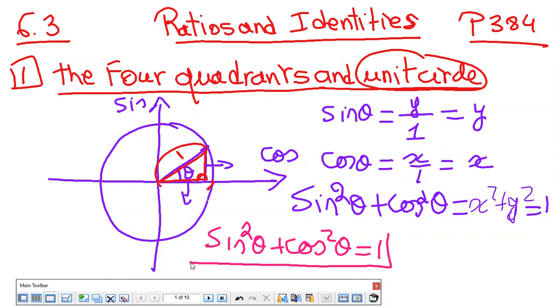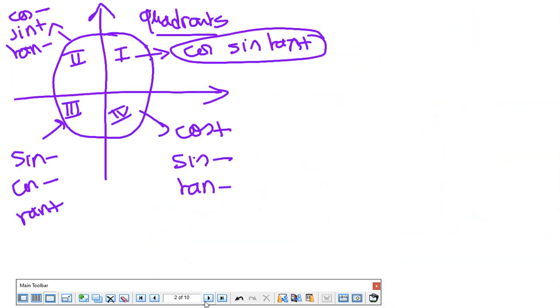So from here comes this famous formula that you know since grade 9. We know now that sine squared theta plus cosine squared theta equals 1 comes from this unit circle. Let's move to the quadrants. We go from left to right. So now I have here quadrant 1, quadrant 2, quadrant 3, quadrant 4.